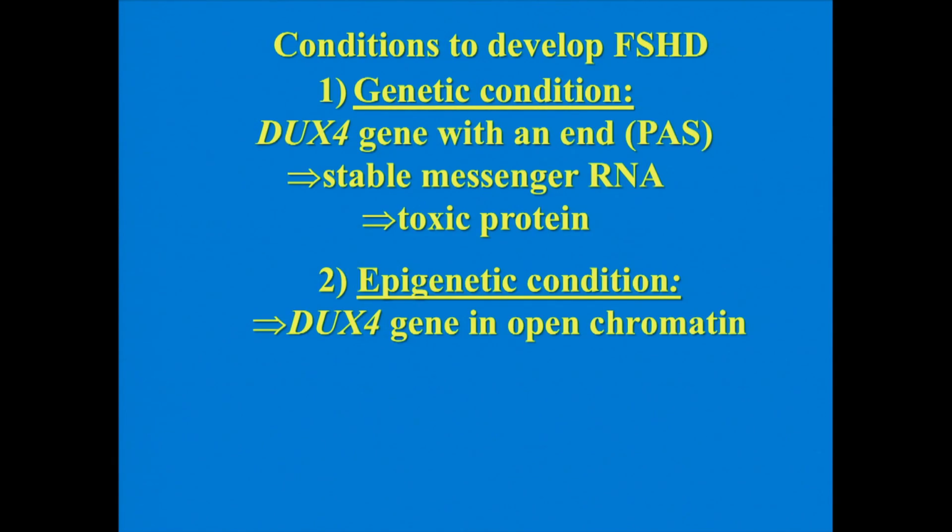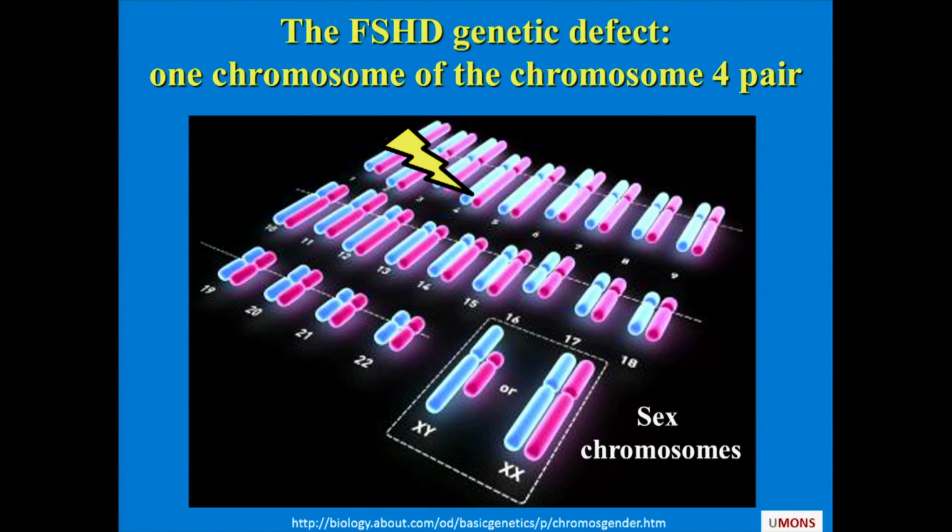But that's not enough. You have, in addition, a requirement for an epigenetic condition. Epigenetic means around genetic. So you're not changing anything in the order of the letters on DNA, but you are changing the way you can access them or not. So the DUX4 gene has to be in open chromatin to develop the disease. So what does chromatin mean?